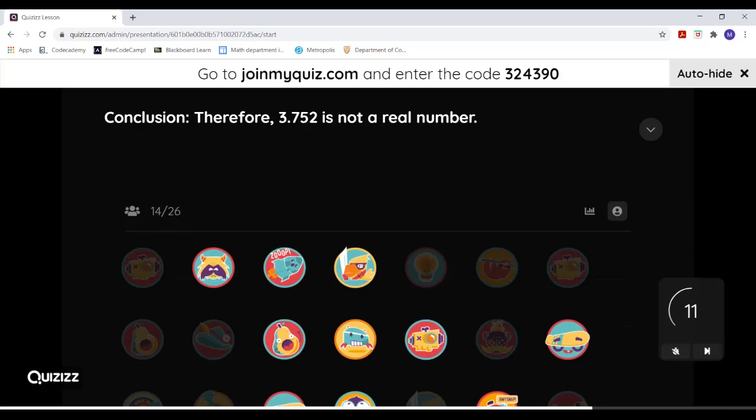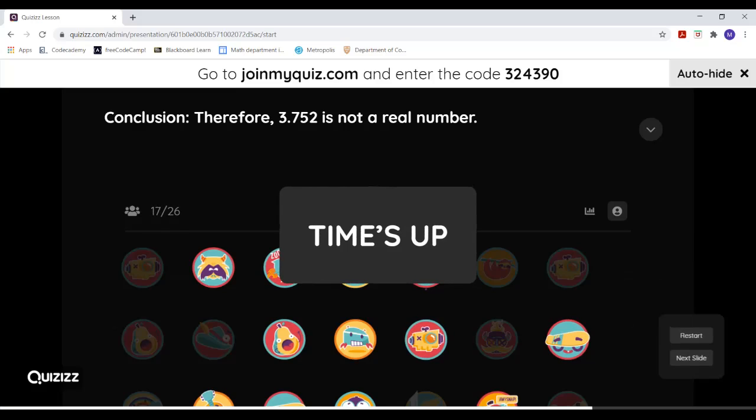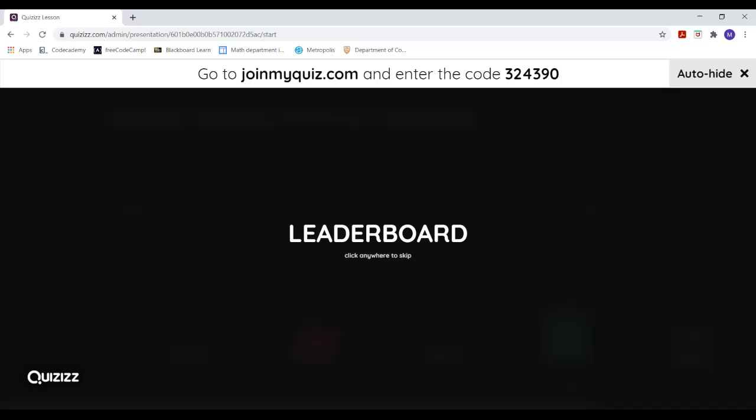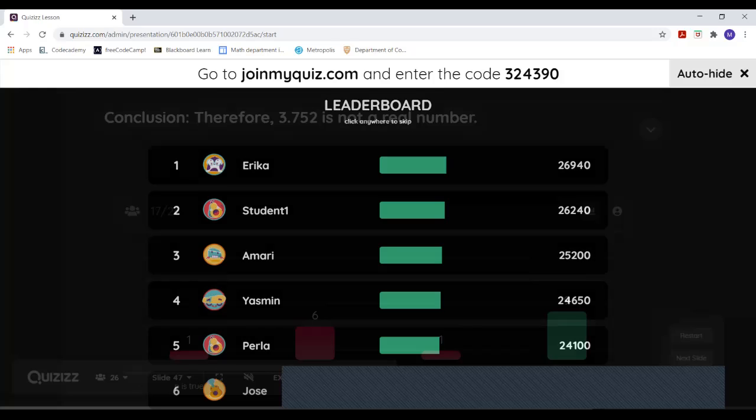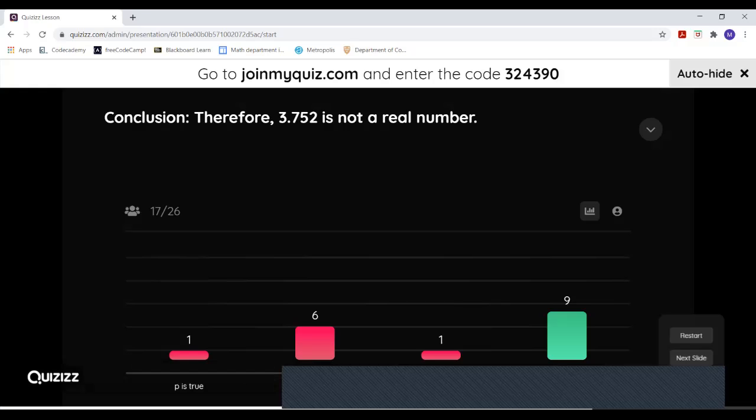So again, P was about integers, Q was about real numbers. Keywords being what? Not. And then real numbers, which was what? Q statement. So what are they saying? We are saying Q is false.